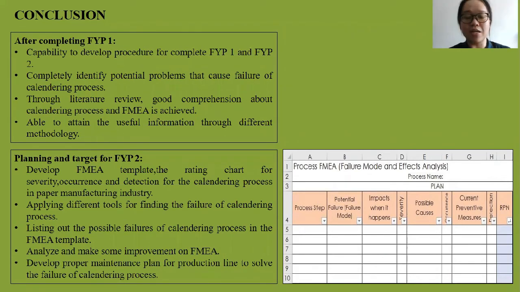Then I also set myself targets for my FYP2. The planning and targets for my FYP2 are: first, develop the FMEA template and the rating chart for severity, occurrence, and detection for the calendaring process in the paper manufacturing industry. Second, apply different tools for finding the failures of the calendaring process. Third, list out the possible failures of the calendaring process in the FMEA template. Fourth, analyze and make improvements on the FMEA in terms of the calendaring process. Fifth, develop a proper maintenance plan for the production plan in order to solve the failures in the calendaring process.